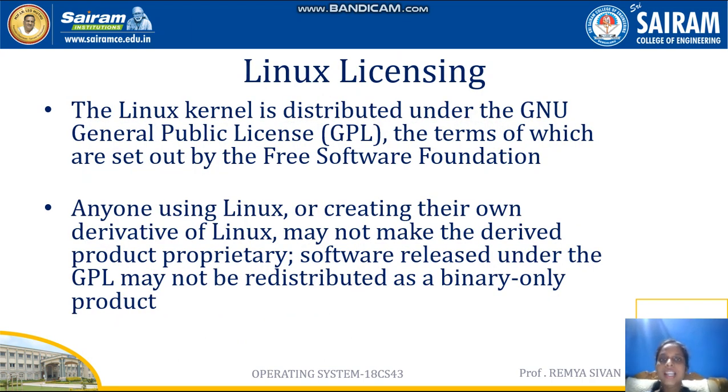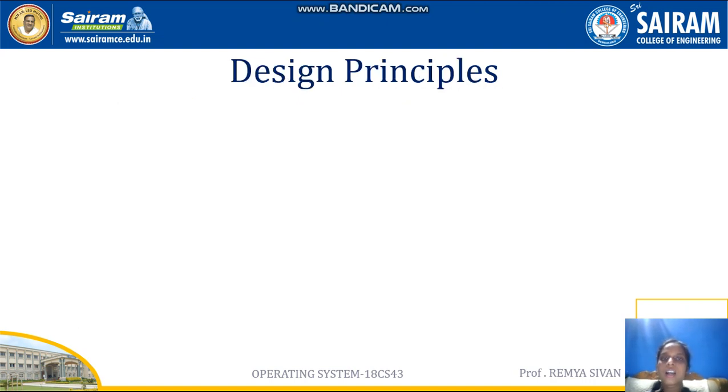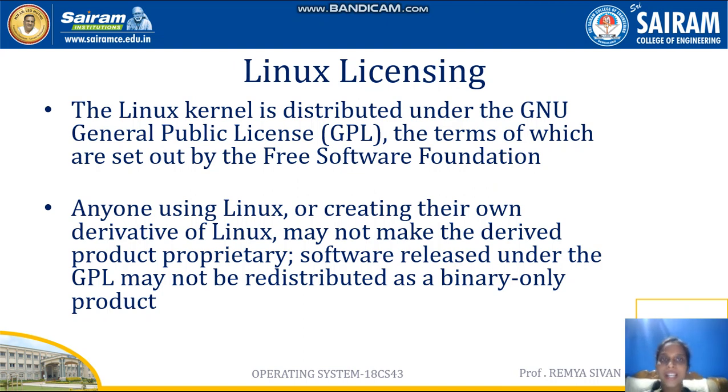The next topic is Linux licensing. The Linux kernel is distributed under the GNU General Public License, the terms of which are set out by the Free Software Foundation. Anyone using Linux or creating their own derivative of Linux may not make the derived product proprietary. Software released under the GPL may not be redistributed as a binary-only product. This is the history of Linux.